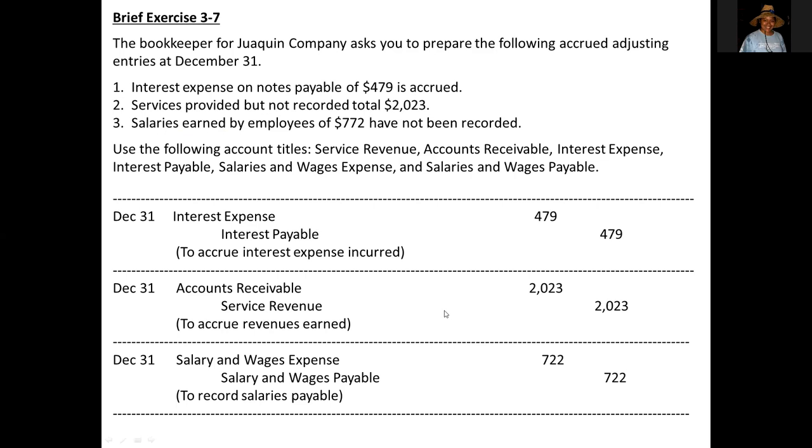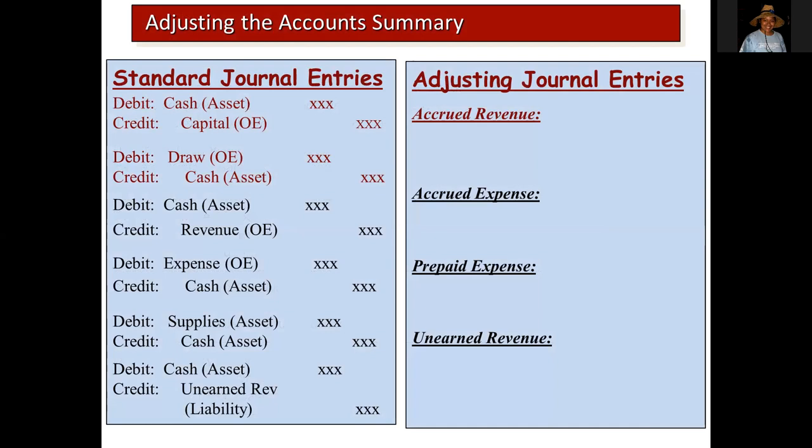So this is a very simple exercise in making accrual entries. You know that these entries were not recorded during the month. They're recorded on the last day of the month. They're adjusting entries. So if you don't make these entries, then your accounting records are not going to be complete. Okay, so going back to the chart here, remember that standard journal entries always involve a debit or a credit to the cash account. So you'll notice that these are all debits or credits to the cash account.